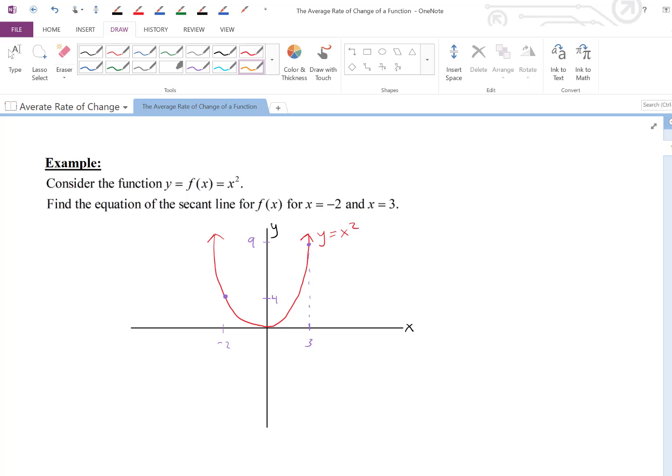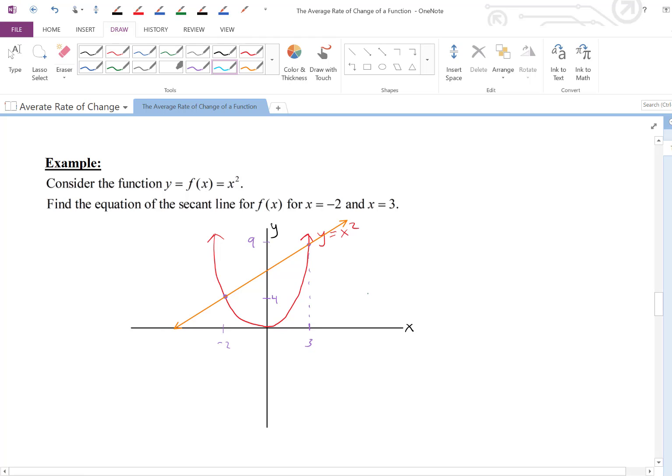Of course, now if you just connect the dots, we can draw the secant line. So this right here is just some particular secant line which happens to be passing through the points -2, 4 and 3, 9 for the function y equals x squared. The question is, what's the equation of this line? And we probably should try to think about what the slope of this line is as well. Well, we're going to have to, because we've got to find the equation.